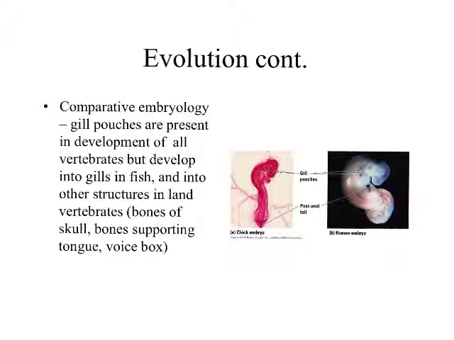So on the right is a picture of a chick embryo versus a human embryo, and because they have similar shapes and features, scientists claim that they have a common ancestor and are related somehow.